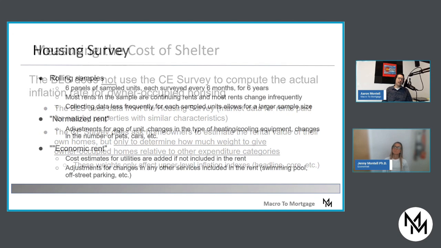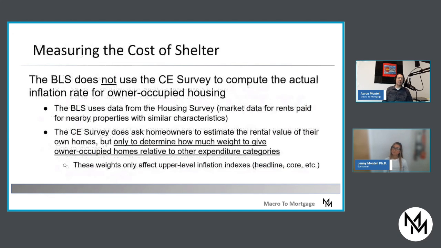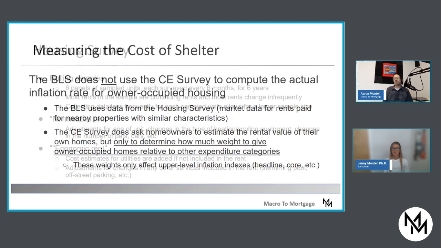And they go through a series of formulas and calculations that adjust those rental prices that they capture in the housing survey. They basically have a formula which they can adjust based on square footage, bedrooms, bathrooms, improvements, etc. Exactly, 100%. And we'll mention a few of those here.